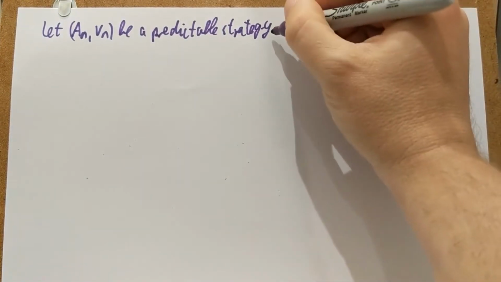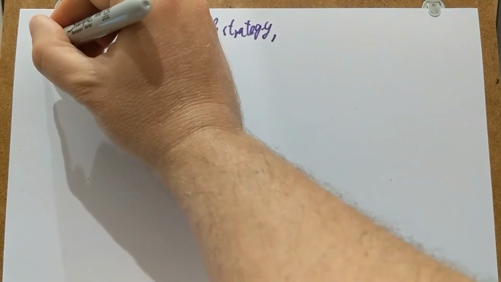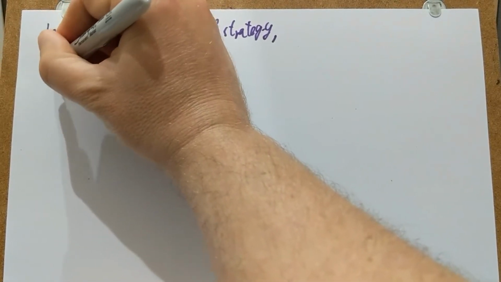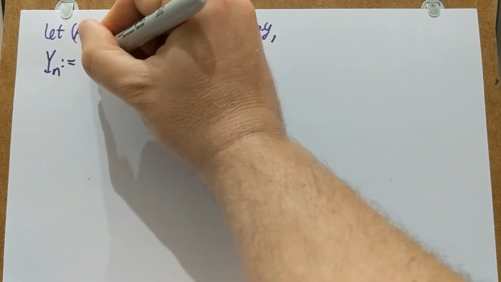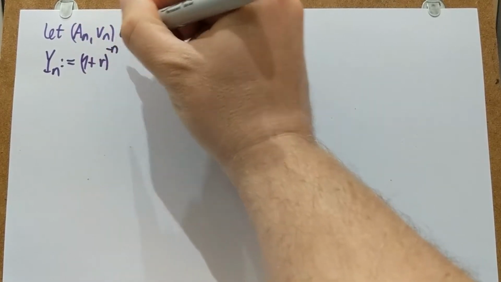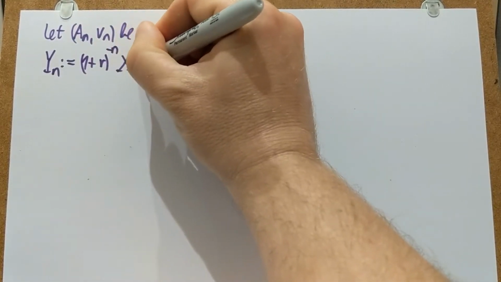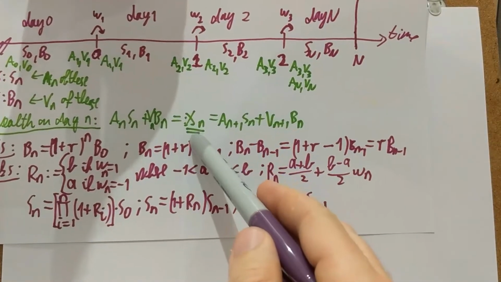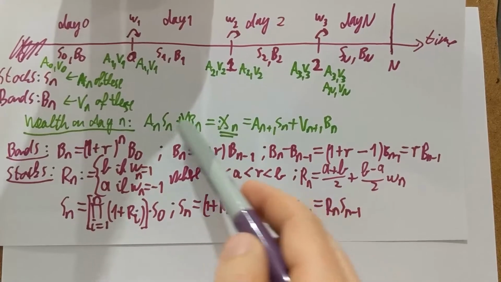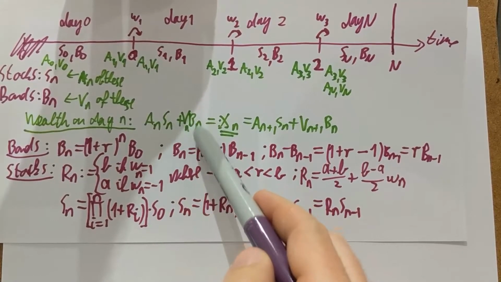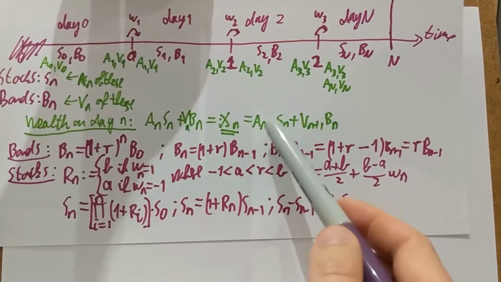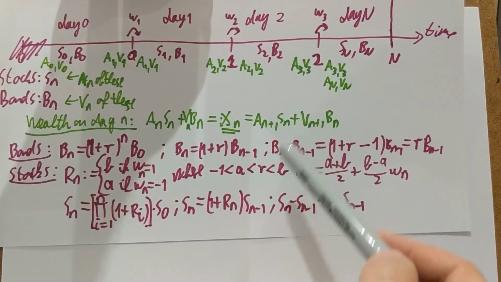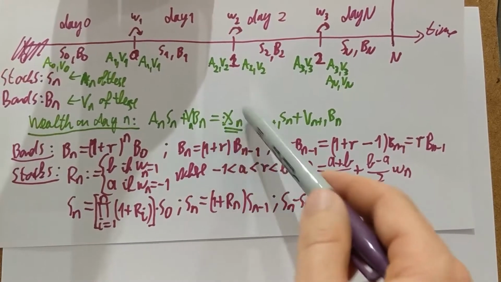And I define the discounted value of our wealth, Yn, as (1 plus r) to the minus n times Xn. This is the discounted value of our wealth. So remember that our total wealth we have on day n is An many stocks and Vn many bonds, or we can do some exchange by the end of the day. It's An plus 1 many stocks, Vn plus 1 many bonds. That's the total value of our wealth.